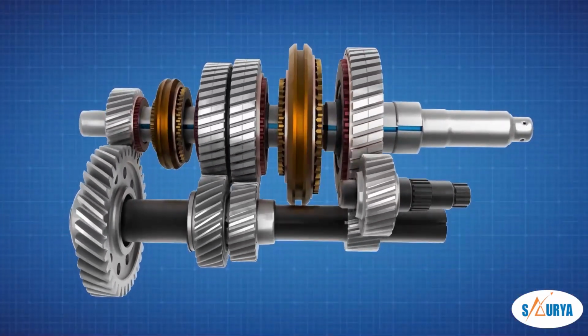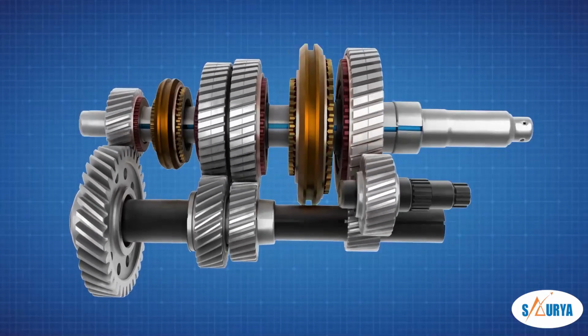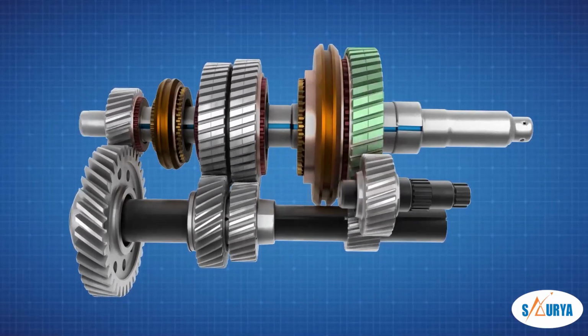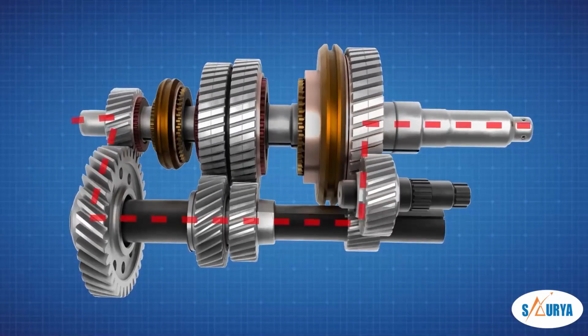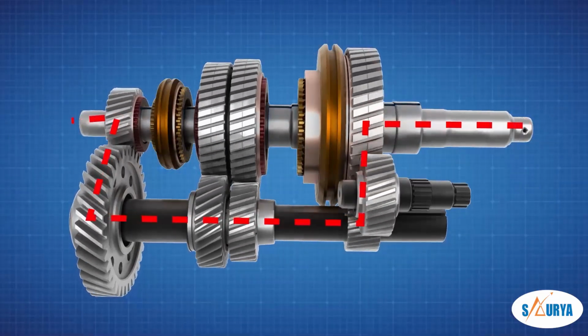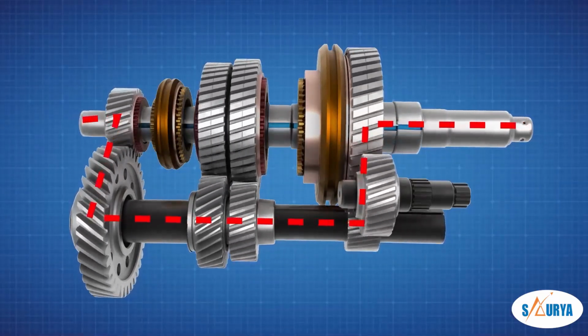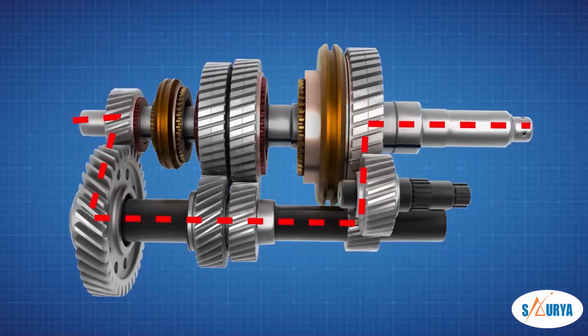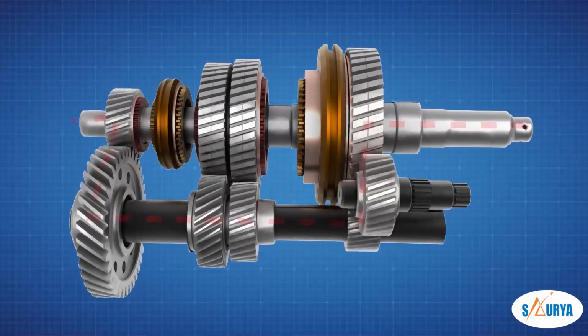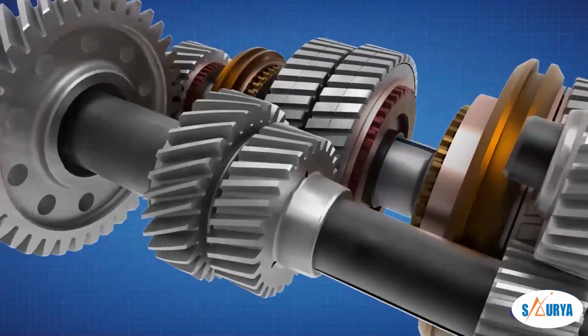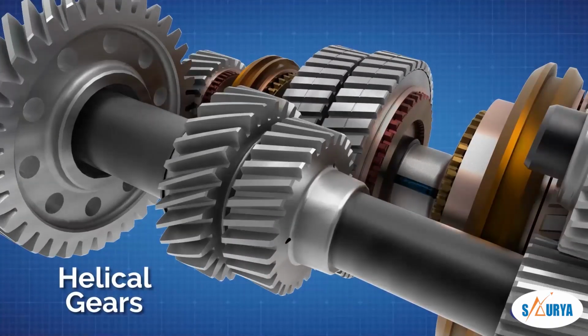When the sliding dog clutch 3 or 4 is engaged with the respective gear's fixed dog clutch, power is transmitted from the gear to the main shaft through the sliding dog clutch 4 and fixed dog clutch 6. In this type of gearbox, helical gears are used.